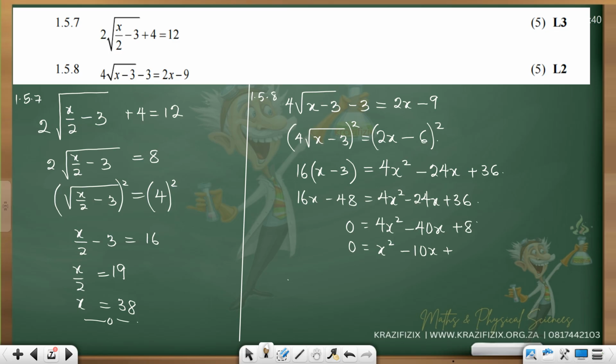36 plus 48 is 84. Beautiful. Now if we divide by 4, what do we have? 24. Okay. Which gives me a 6 and a 4. So x equals 6. Okay. Which one is working? Is it 6 or 4?